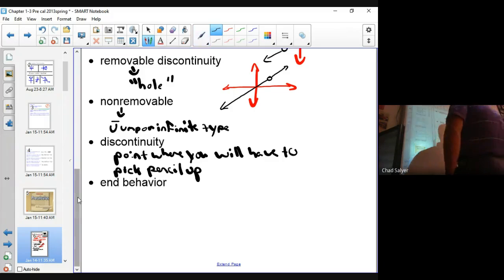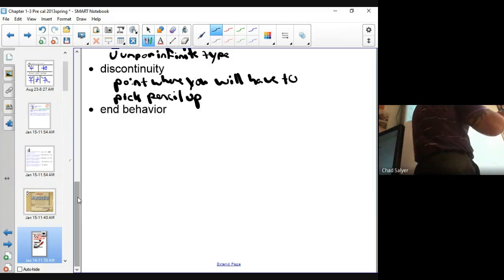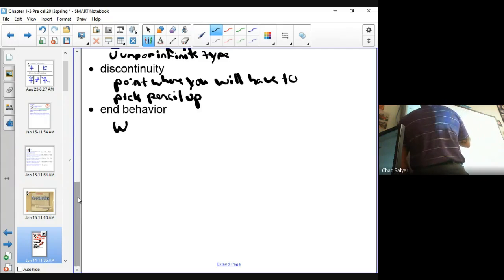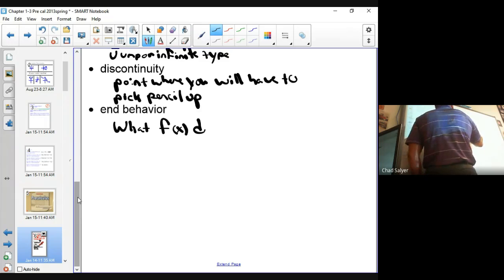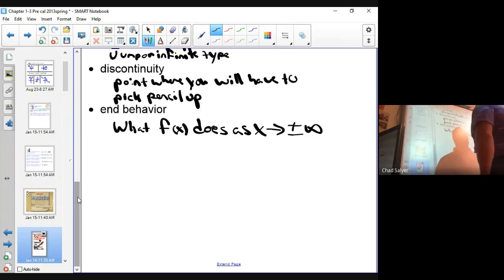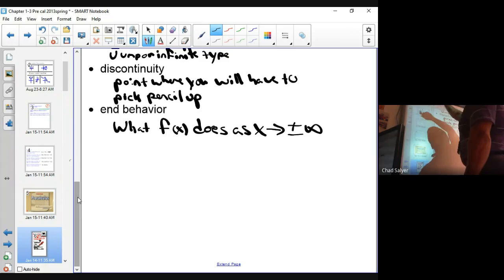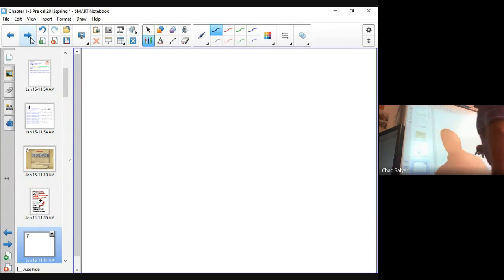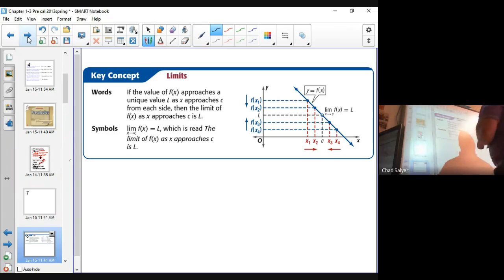End behavior. So this is a description of what the f of x does as x goes towards positive or negative infinity. So as x gets infinitely large in the positive or negative direction, what is f of x doing? That's the question. All right, moving on here.